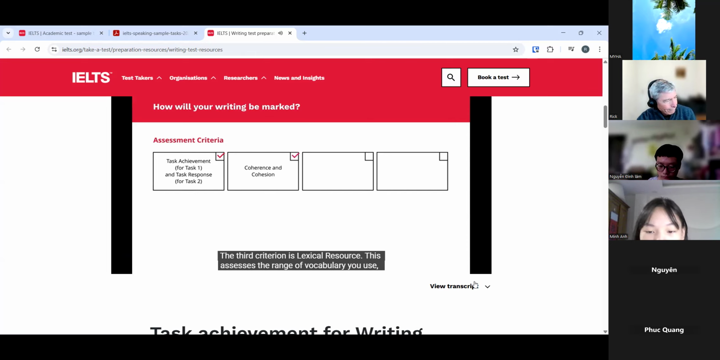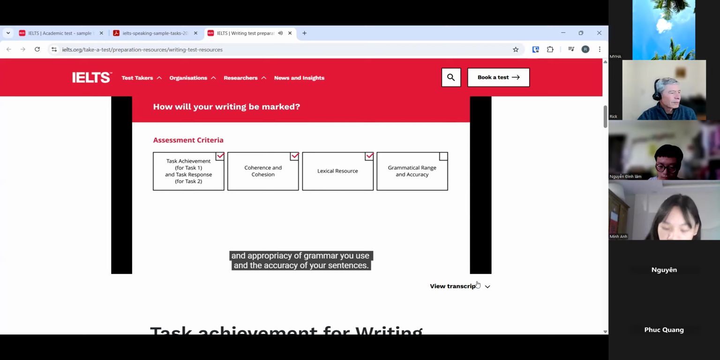The third criterion is lexical resource. This assesses the range of vocabulary you use, how accurate it is, and how appropriate it is for the task or topic in question. Finally, there's grammatical range and accuracy. This assesses the range and appropriacy of grammar you use, and the accuracy of your sentences.